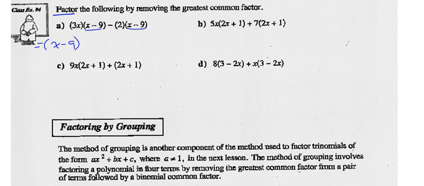And factoring out means I'm going to divide. So 3x times x minus 9 divided by x minus 9 just leaves me with 3x. And negative 2 times x minus 9 divided by x minus 9 just leaves me with a negative 2. And that's factored now. I factored out the common binomial factor of x minus 9. I'm left with 3x minus 2. I look at part B. I see the common binomial factor of 2x plus 1. I factor out the 2x plus 1, and that leaves me 5x plus 7.